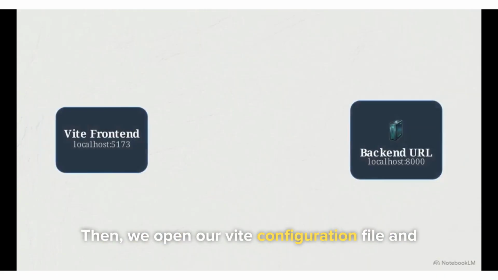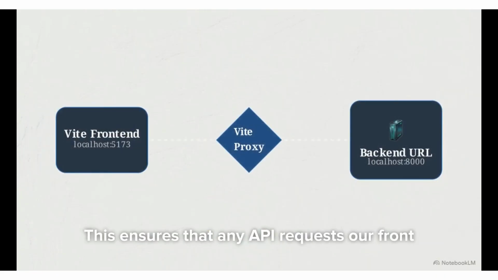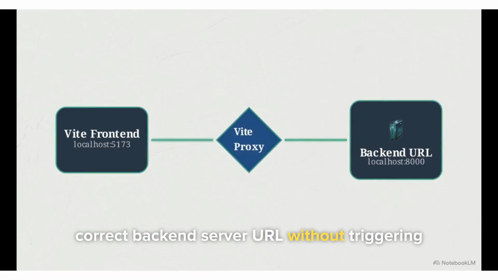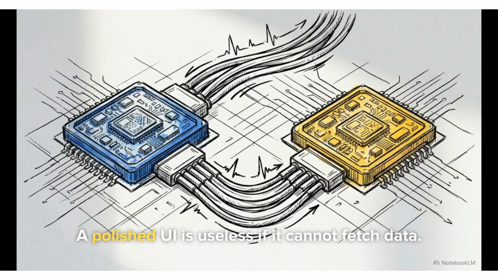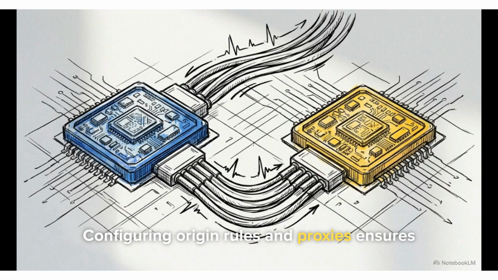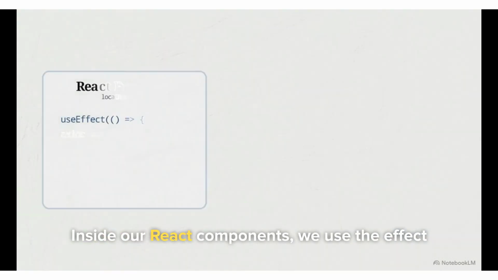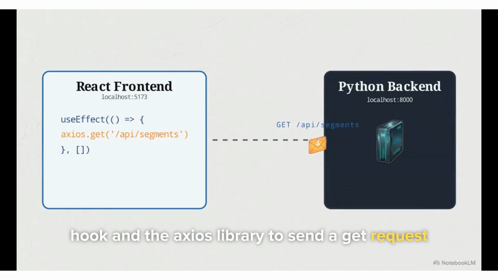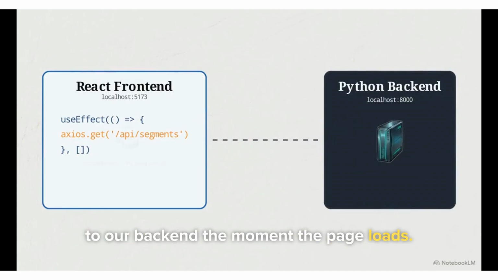Then, we open our Vite configuration file and set up a proxy. This ensures that any API requests our front-end makes are automatically routed to the correct backend server URL without triggering security errors. A polished UI is useless if it cannot fetch data. Configuring origin rules and proxies ensures your front-end and backend can communicate. Inside our React components, we use the effect hook and the Axios library to send a GET request to our backend the moment the page loads.